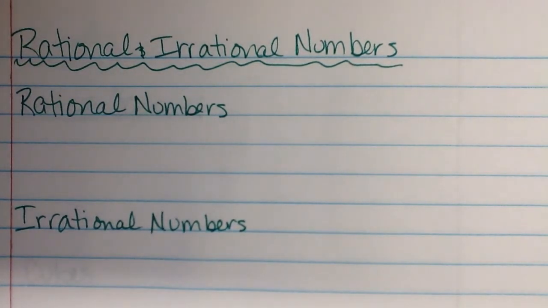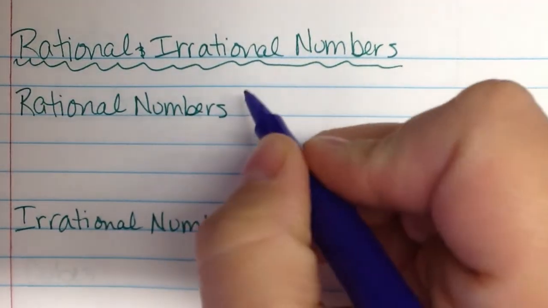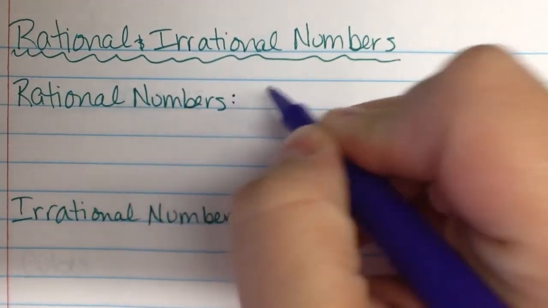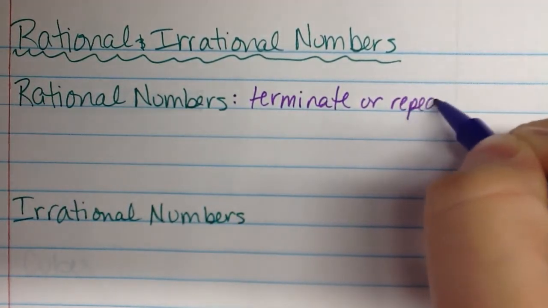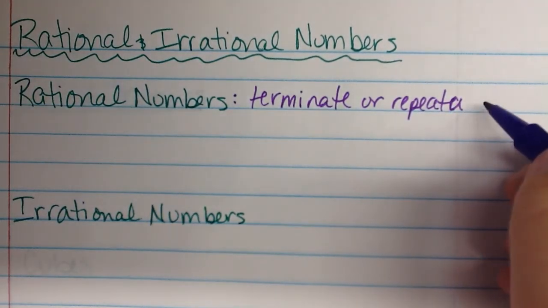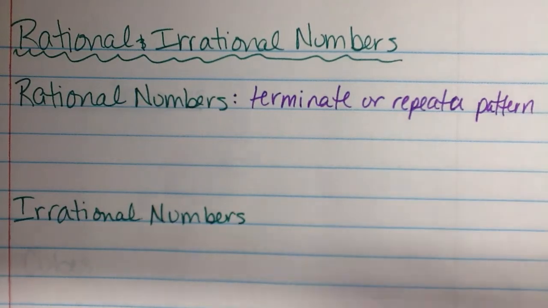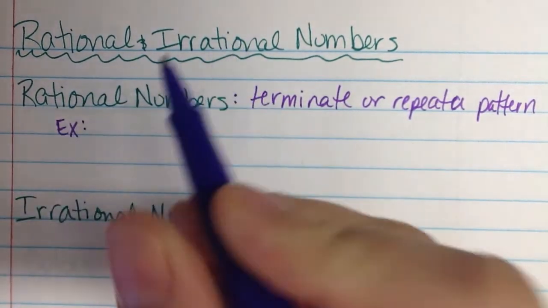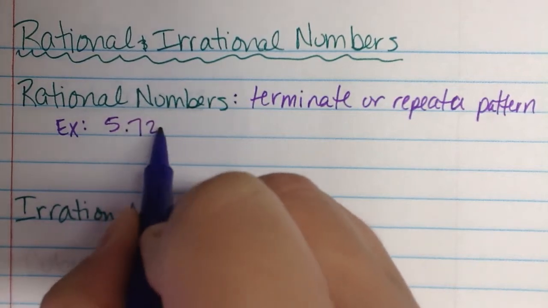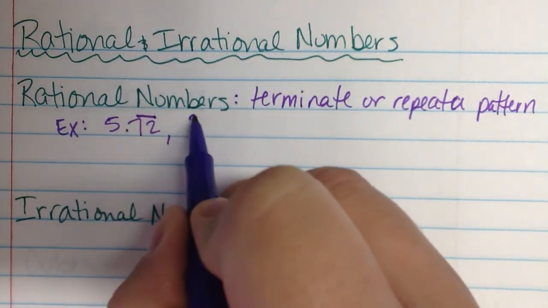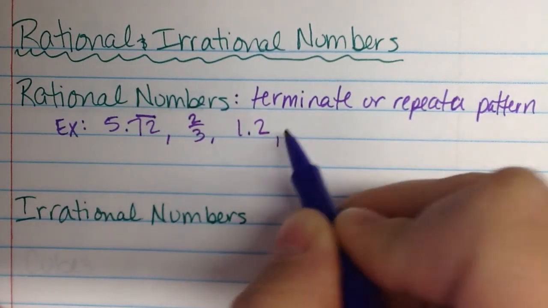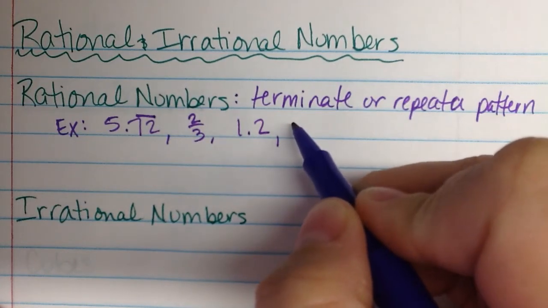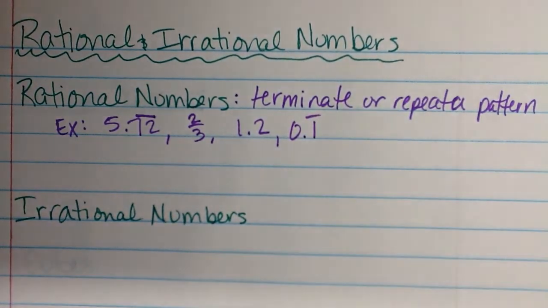Okay, so now we're going to talk about rational and irrational numbers. Rational numbers are numbers that either terminate or repeat a pattern. So some examples would be 5.72 repeated, 2/3, 1.2, 0.1 repeated. Those are all examples of rational numbers.